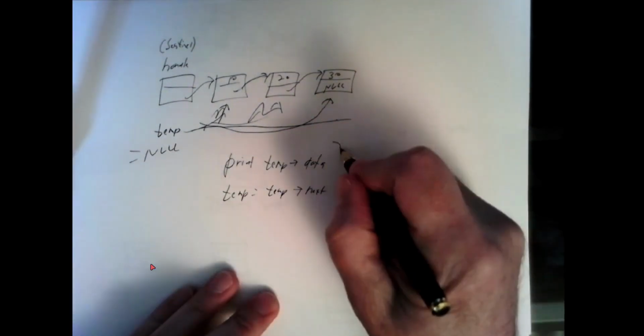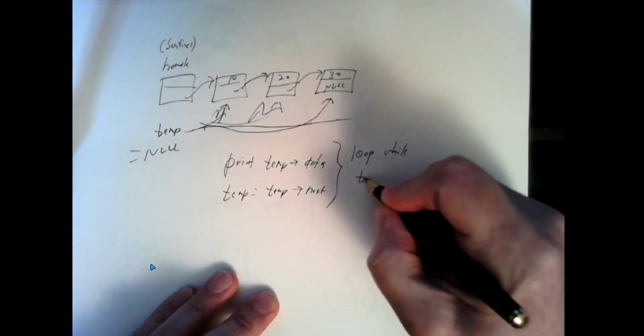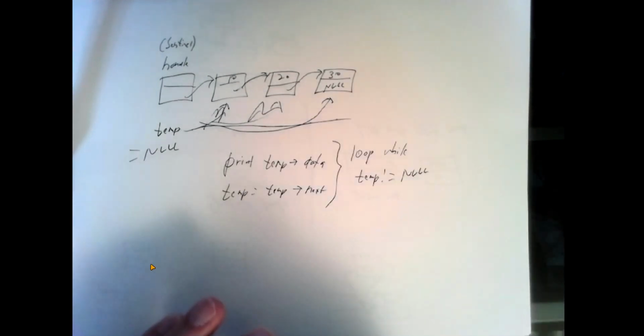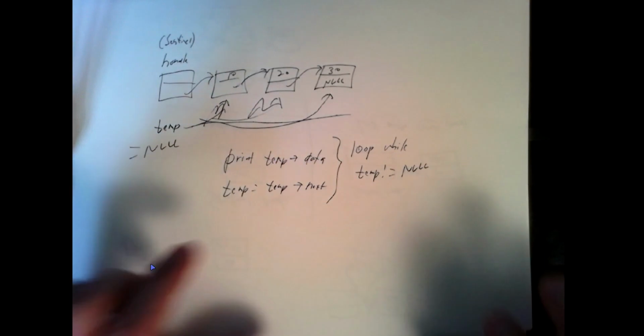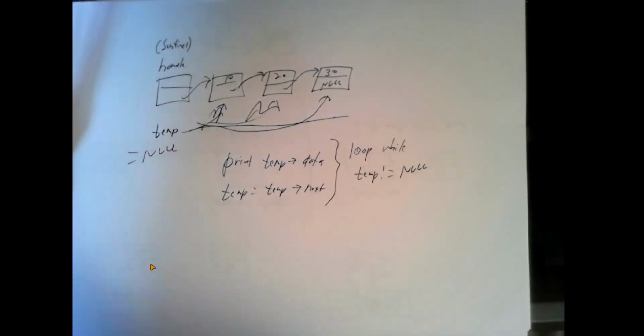So I'm going to do this loop, and I'm going to loop while temp is not null. And when I change temp and it turns out to be null, that's exactly the point where I want to stop looping through my list. So these termination conditions and the initialization conditions, these are one of the tricky spots in dealing with structures like this, linked lists.